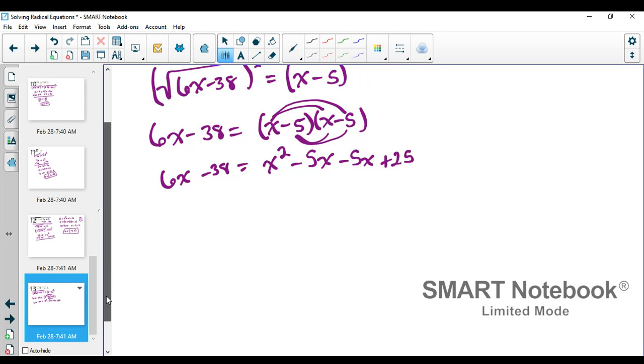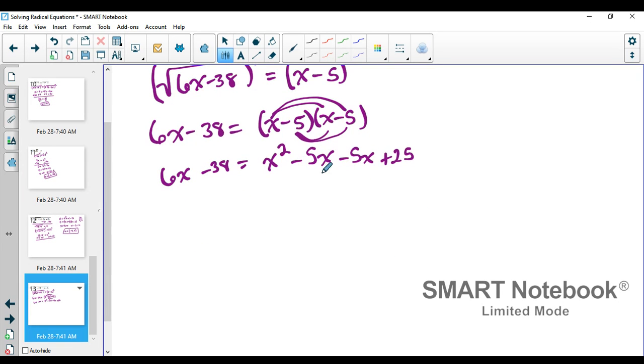Now, we need to combine like terms over here, and so that we can get everything on the same side of the equal sign. So we have 6x minus 38 equals x squared minus 10x plus 25. And then we're going to move everything over. So we're going to subtract the 6x, add the 38. I'm just doing this all in one step.